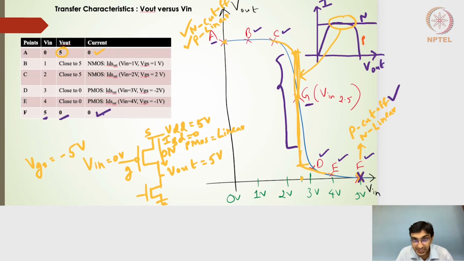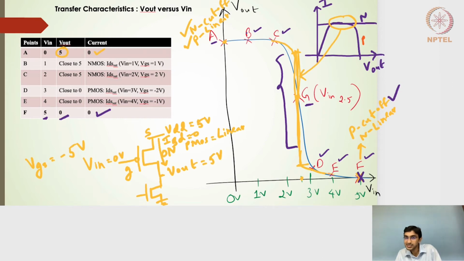For the other points, B and C, if you remember, the B and C points were closer to the 5 volts. So it was on the right side. B and C points were on the right side of the IV characteristics, and the D and E points were on the left side of the IV transfer characteristics, right? So the B and C points were on the right side.